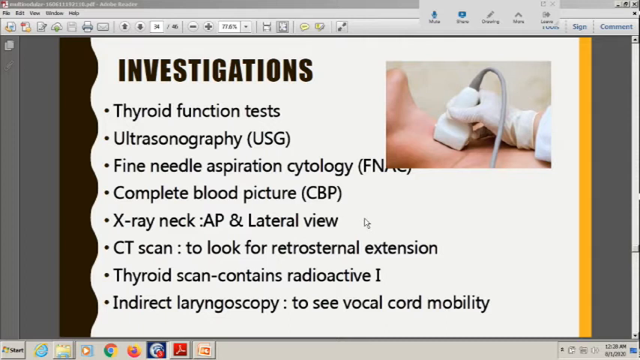So in an X-ray neck, if there is any calcification in a thyroid nodule, you can say it is mostly malignancy, as calcification occurs in malignancy. But there are two types of calcification. If there is a fine calcification, that means it is malignancy. If there is a rough or coarse calcification, that means it is MNG.